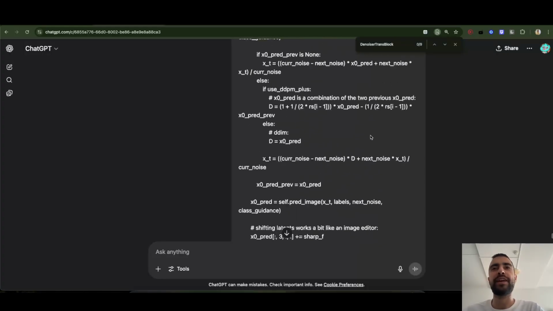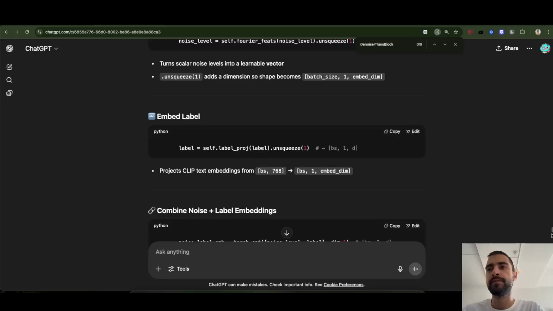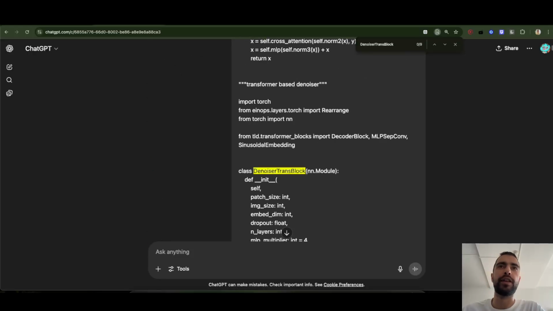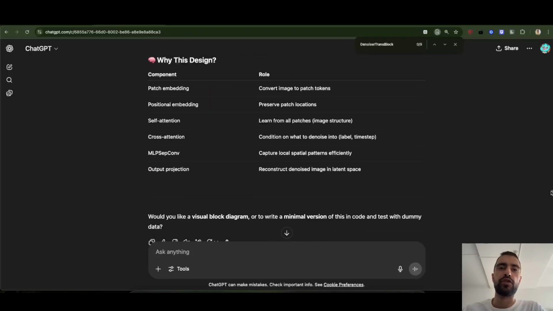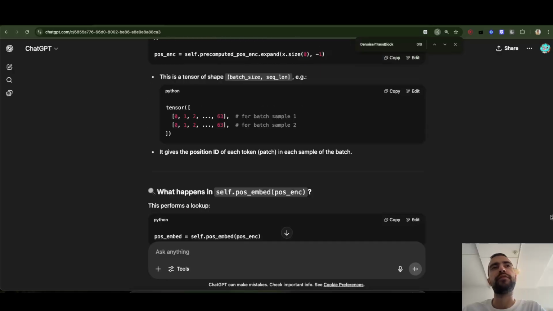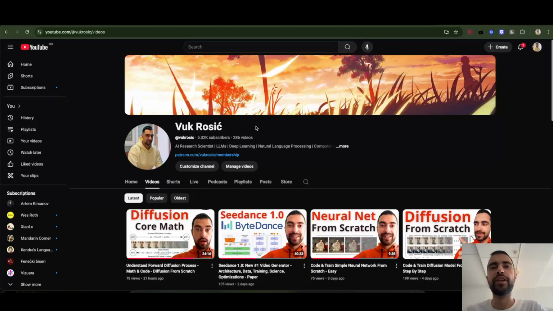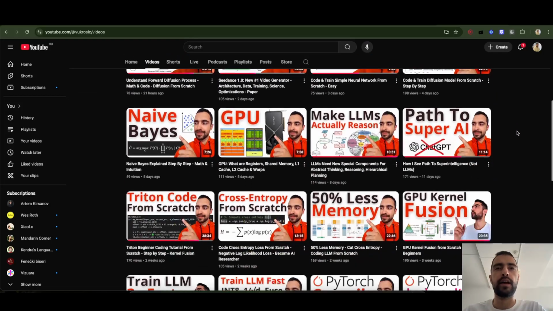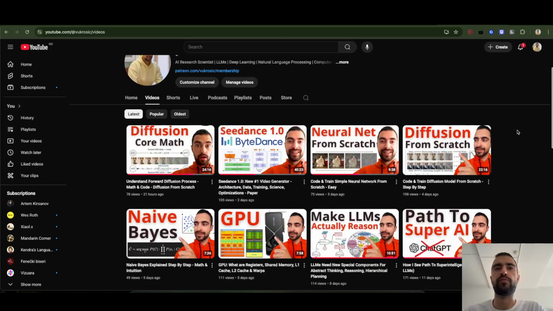So that was it. We have a very long ChatGPT conversation here. I'm going to leave it to you so you can take a look yourself as well. And I'm going to leave the Google Colab in the description below. So now we have the core understanding of diffusion transformers.